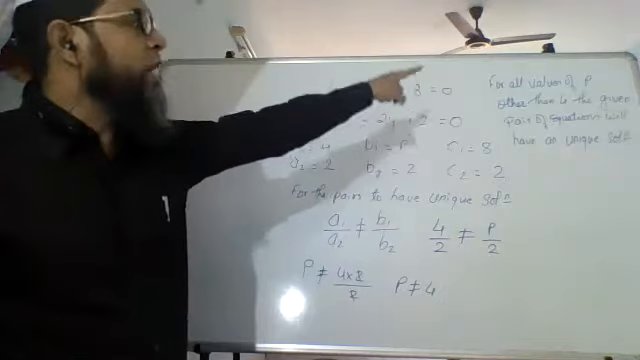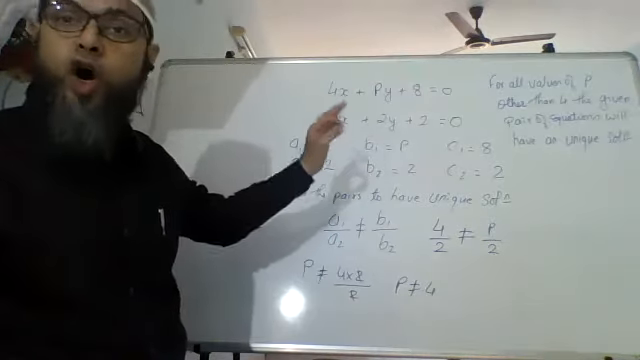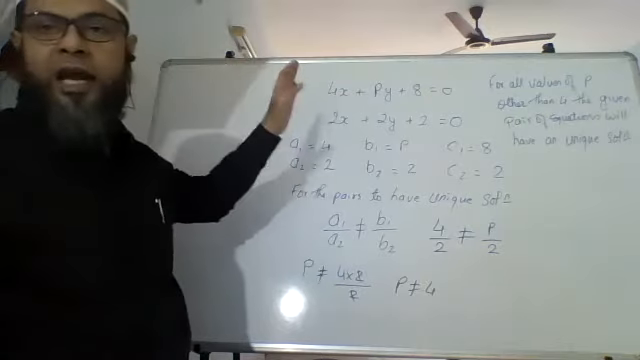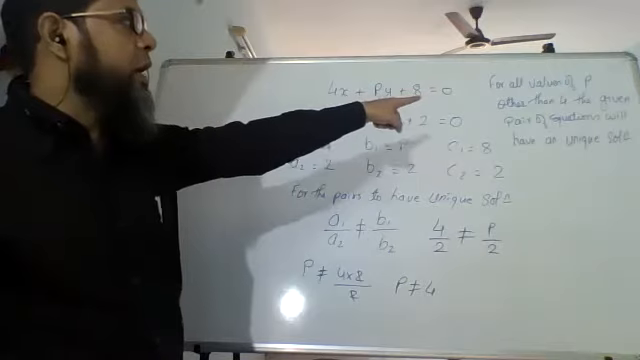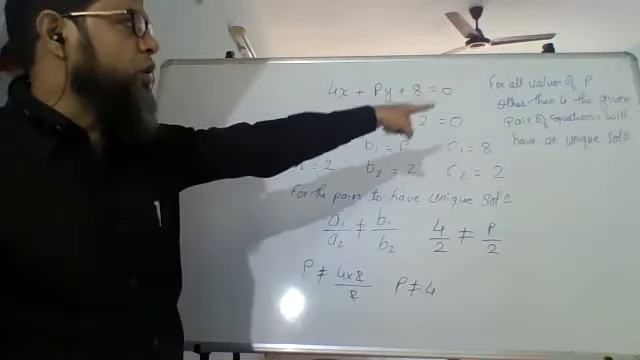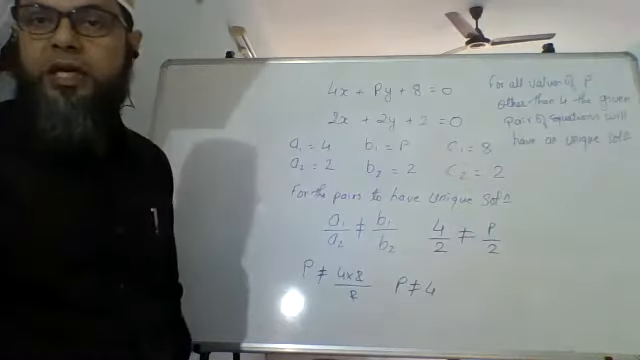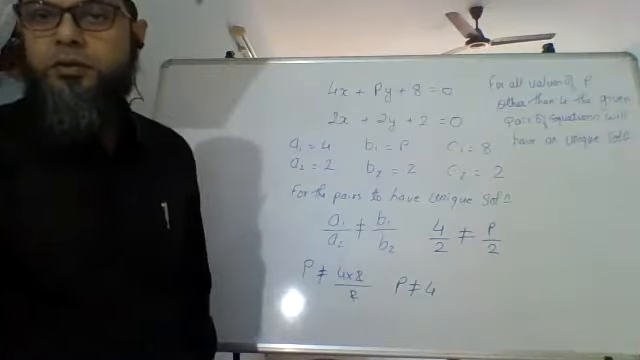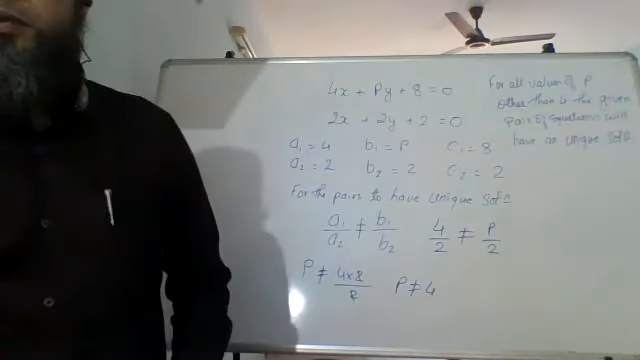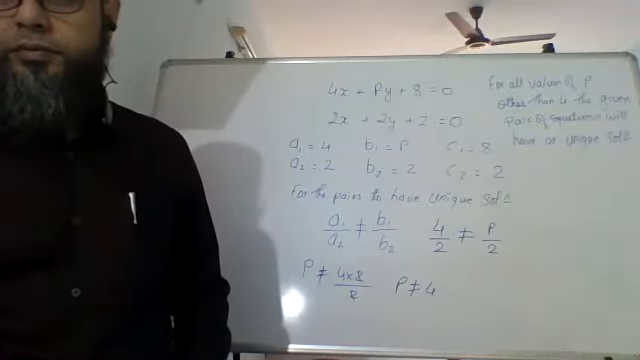So for all values of P other than 4, any value we can have except 4, the given pair of equations will have a unique solution. Is that clear? Please let me know if it is clear, and if you have copied, then we'll proceed further.